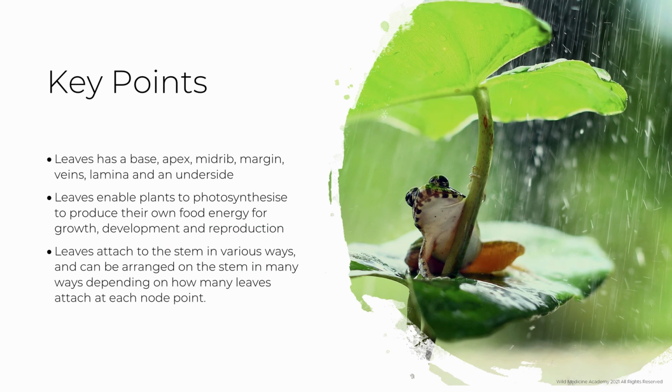So your key points today are that leaves have a base, apex, midrib, margin, veins, lamina, as well as an underside. They come in all sorts of shapes, they attach and they arrange in many different ways on the stem. Most importantly, they are the photosynthetic organs of a plant. Plants can't grow, develop, or reproduce without them, so it's vital that leaves have access to light.